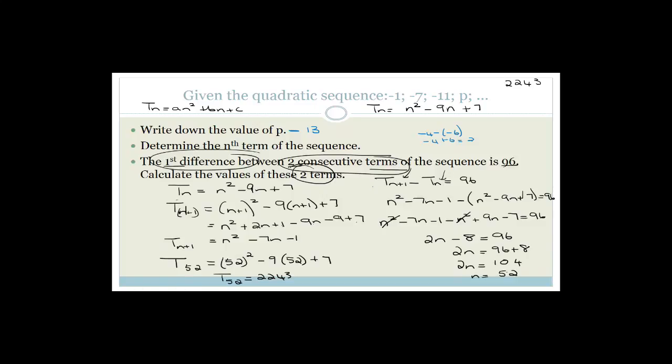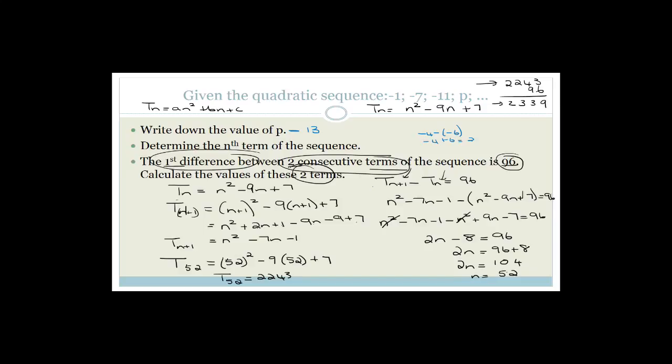The second one, we could either substitute in 53, because we know that this is just n plus 1, or we could just add 96, because that's what we worked out. We said the first difference was 96. So we could just add 96, and you get a 9. 9 and 4 is 13, carry 1, and there you go. So the first number is 2243, and the second number is 2339. Sure. Okay, that was quite a hectic question.